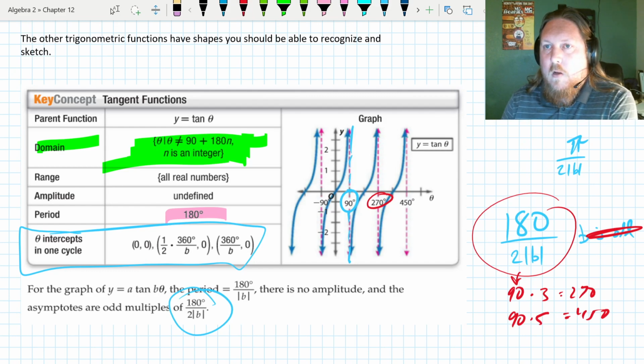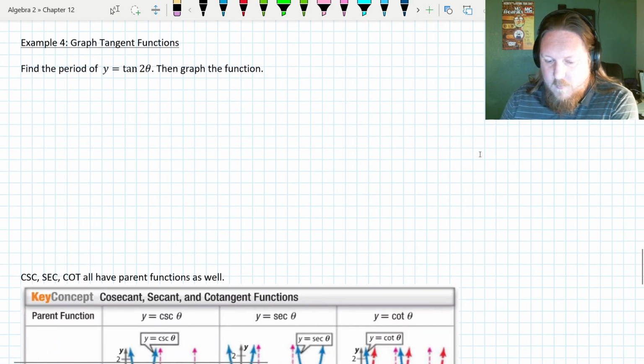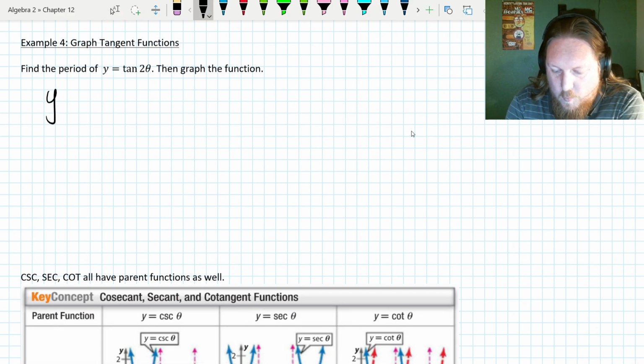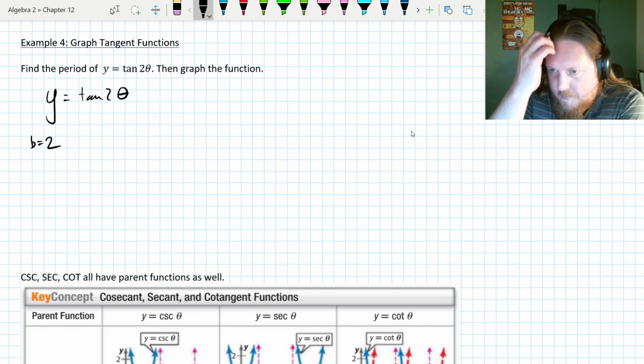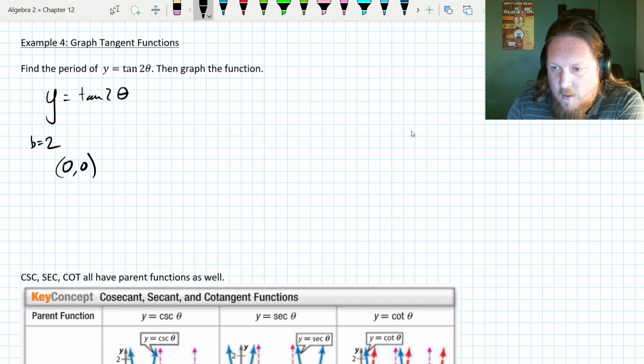All right. Let's actually graph one of these things. Graphing of the tangent function y equals tangent of 2 theta. Our b value is 2. That gives us a couple things to work with. We're going to go through 0, 0, and then we're also going to have a period of 180 divided by absolute value b.